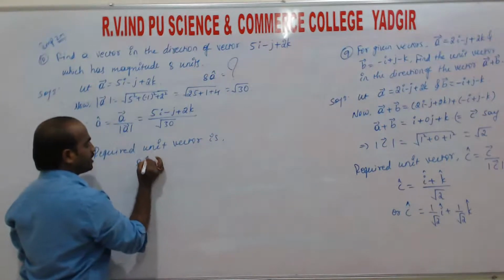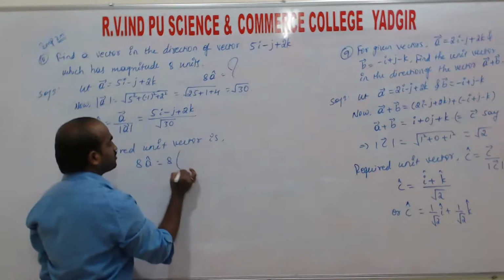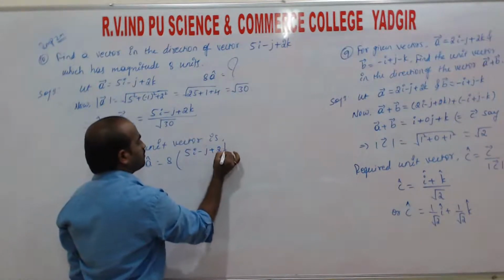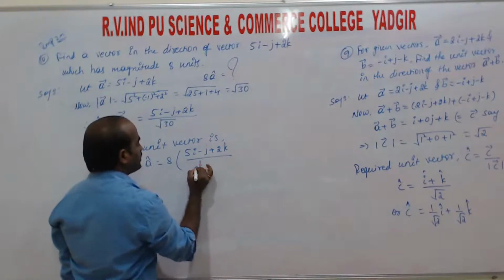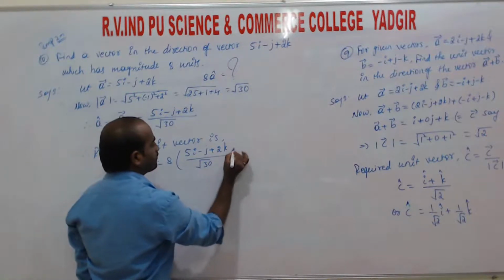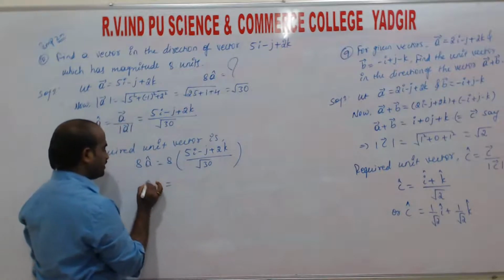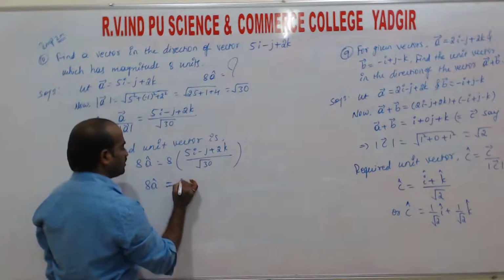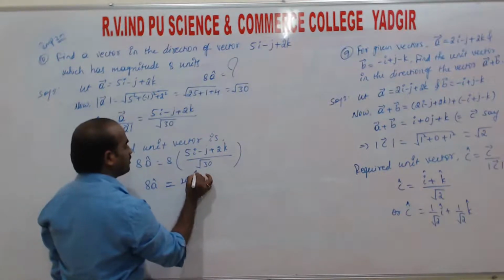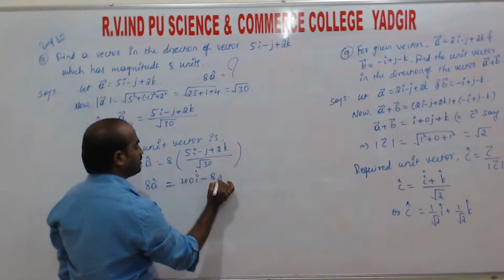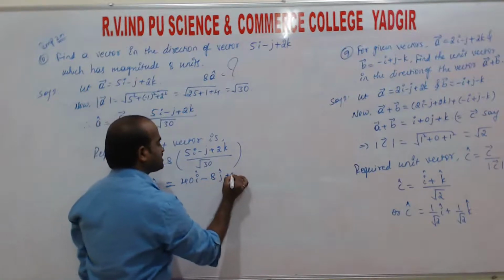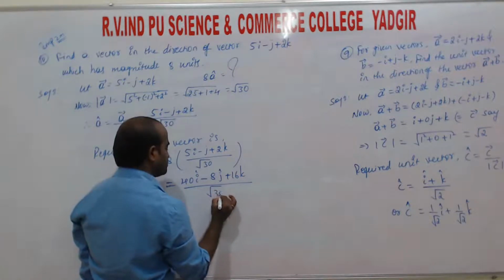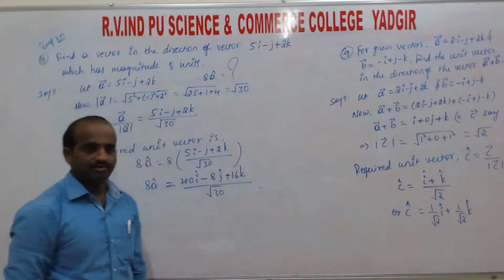Required unit vector is 8 into a cap. 8 into a cap, a cap already found: 5i minus j plus 2k whole divided by root 30. So 8 into a cap is equal to 8 into 5, 40i minus 8j plus 16k whole divided by root 30. This is the answer.